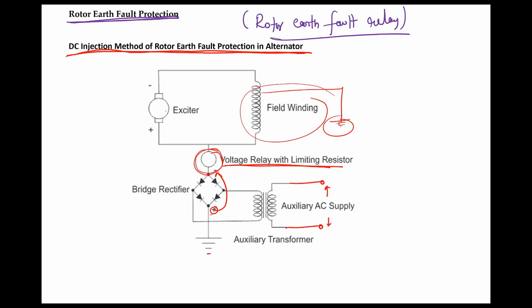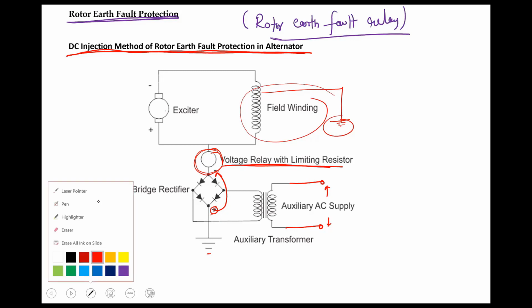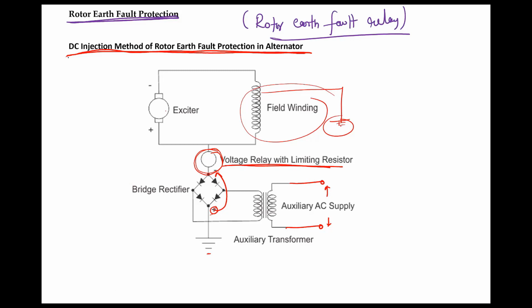So here you have to remember only 2 points. Which relay is used for rotor earth fault protection? Rotor earth fault relay. Which is the best method of implementing rotor earth fault protection? This is the DC injection method. Understand? And the last type of fault is loss of excitation.